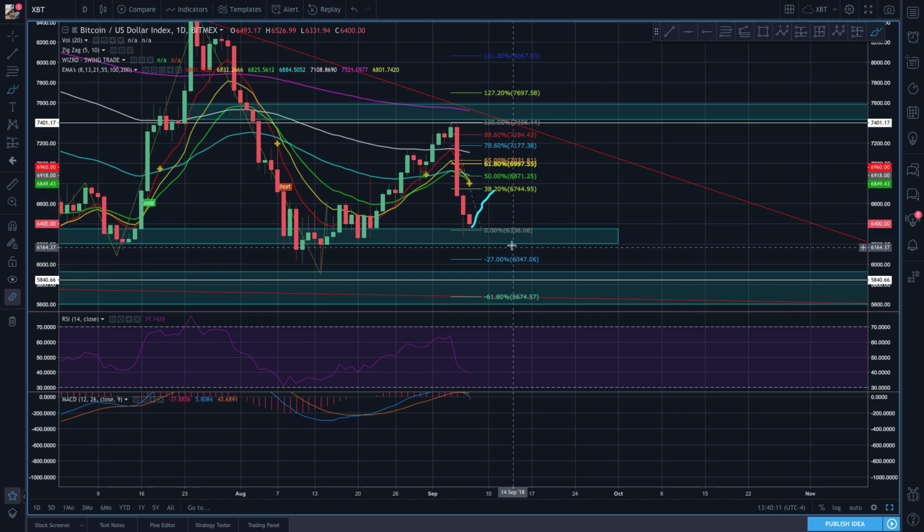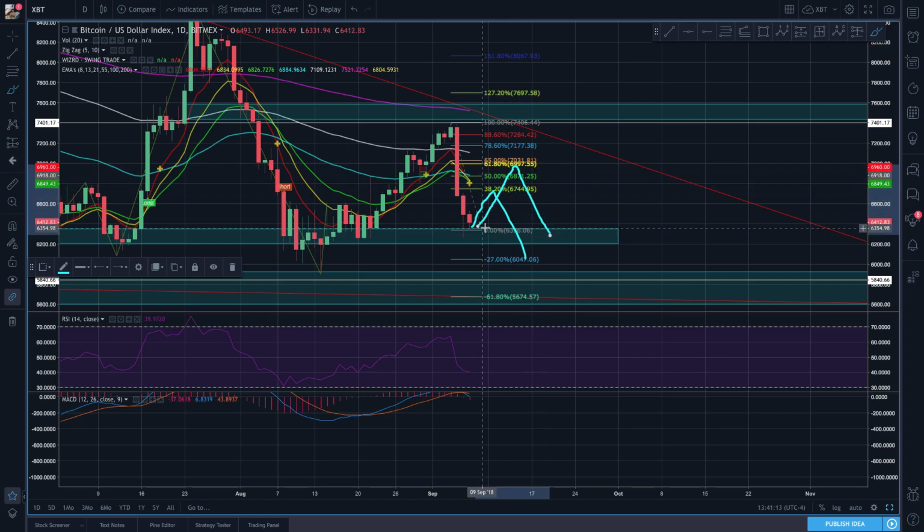That's an option. It could come up and hit the 61.8 before coming back down again. That's an option. It could come up, hit the 61.8, and then we retrace back to the 38.2 before coming back up right there. That's another option. So those are pretty much three options right now, if this was the bottom.